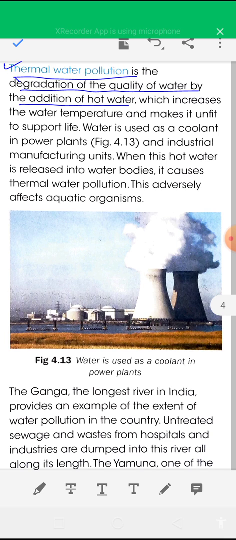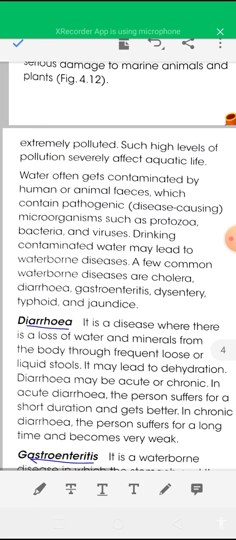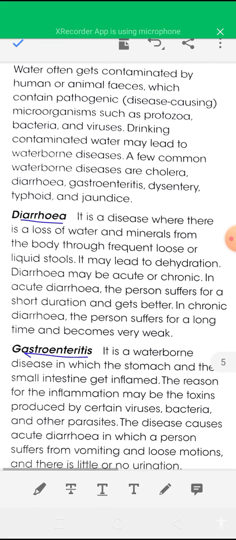Water is used as a coolant in power plants and industrial manufacturing units. When this hot water is released into water bodies, it causes thermal water pollution, and thermal water pollution adversely affects aquatic organisms. So these are some causes of water pollution.